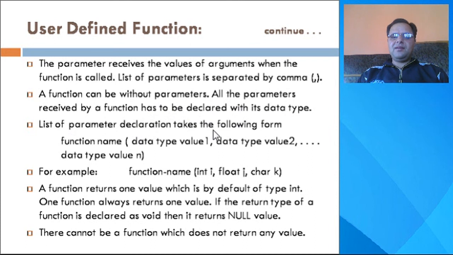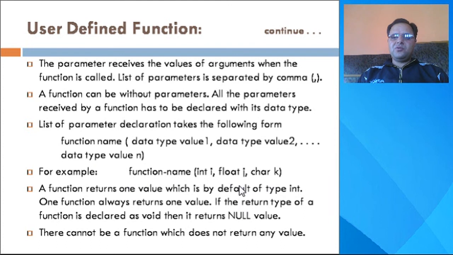The list of parameter declarations can take the following form, for example: function name, data type value 1, data type value 2, and so on. For example, int a, float b, character c, and so on. For example, int i, float j, and character c. This is a function declaration.